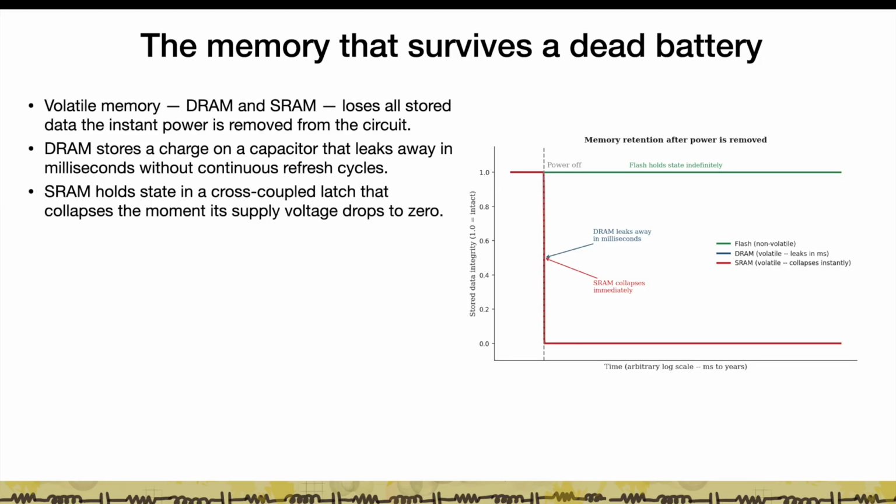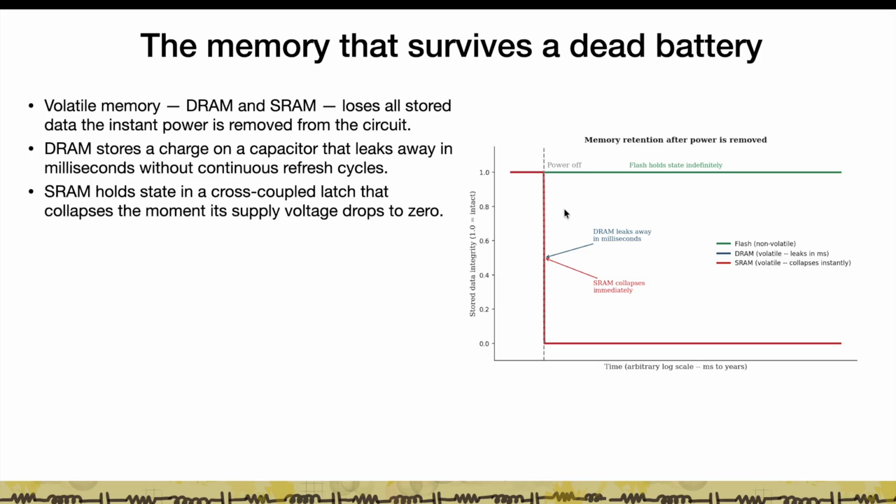The figure shows the problem directly. Cut power at the left edge and watch what happens to the three memory types. DRAM in Navy leaks its stored charge away in roughly 40 milliseconds. It needs to be refreshed every 64 milliseconds or the data is gone. SRAM in Crimson doesn't even last that long. The moment the supply voltage drops, the cross-coupled latch loses its state and the bit is destroyed.